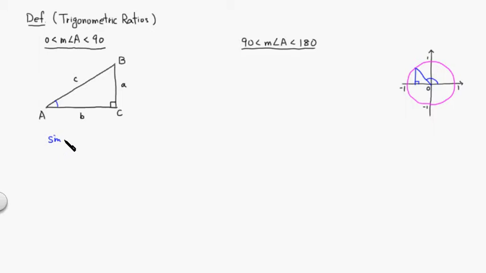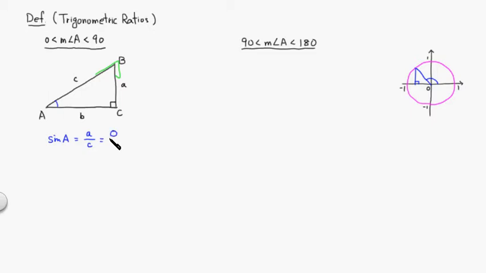Sine of A is defined to be, sine starts with S, so cursive S. So we know that it's opposite over hypotenuse. In this case, opposite is A over hypotenuse is C.